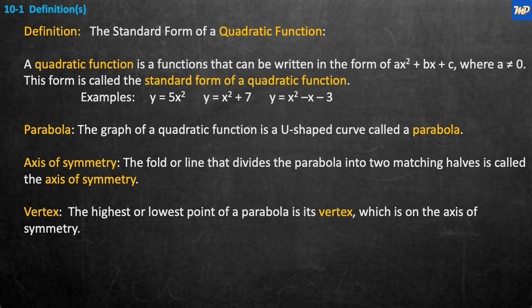So before we get started here, we'll look at some definitions. The standard form of a quadratic function. A quadratic function is a function that can be written in the form of ax squared plus bx plus c, where a is not 0. The reason it can't be 0 is because if it was, then your ax squared term, this whole term, would go to 0 and it would no longer be a quadratic. It would be a linear equation, bx plus c. So this form is called the standard form of the quadratic function.